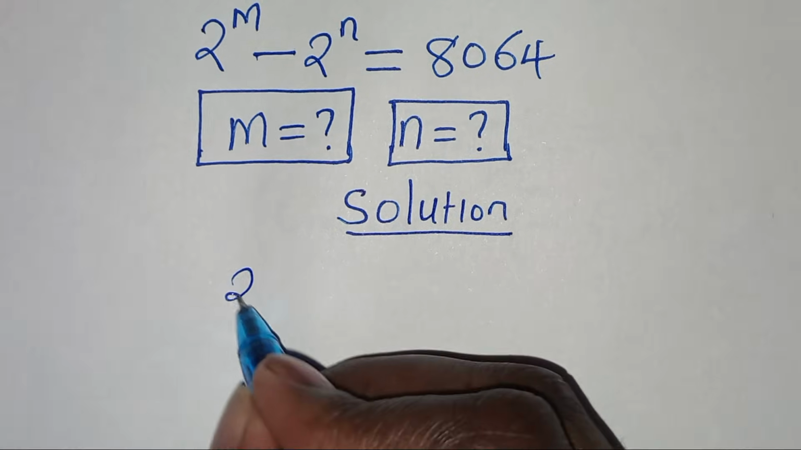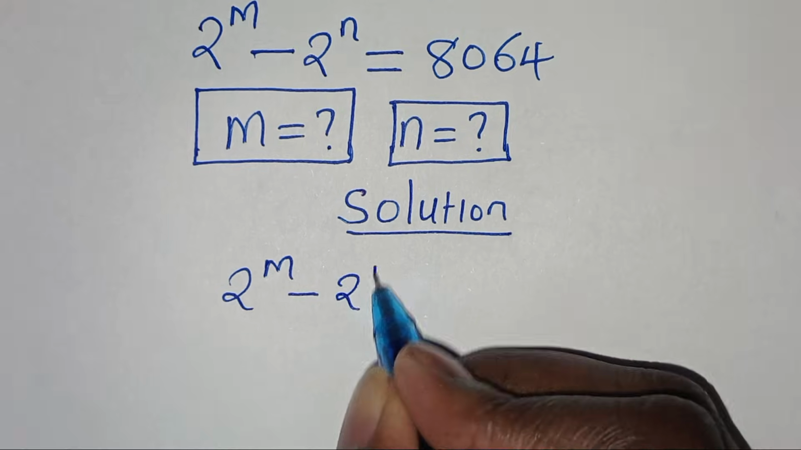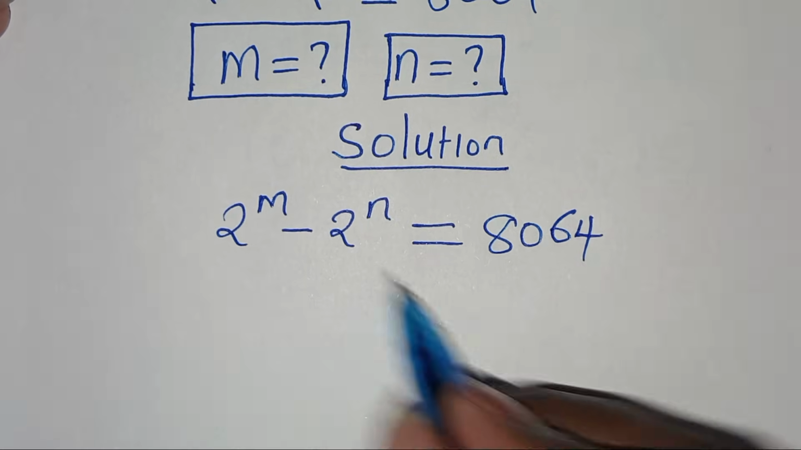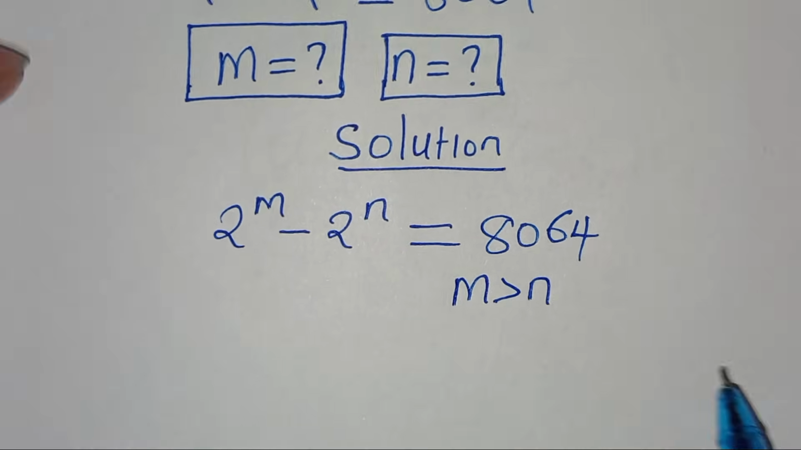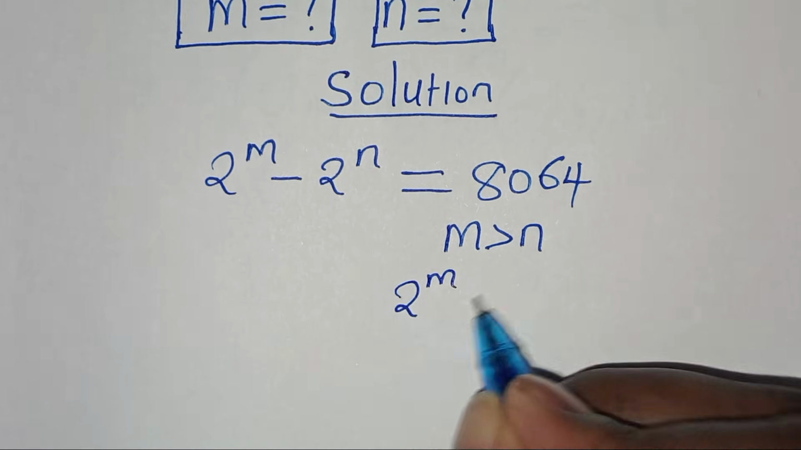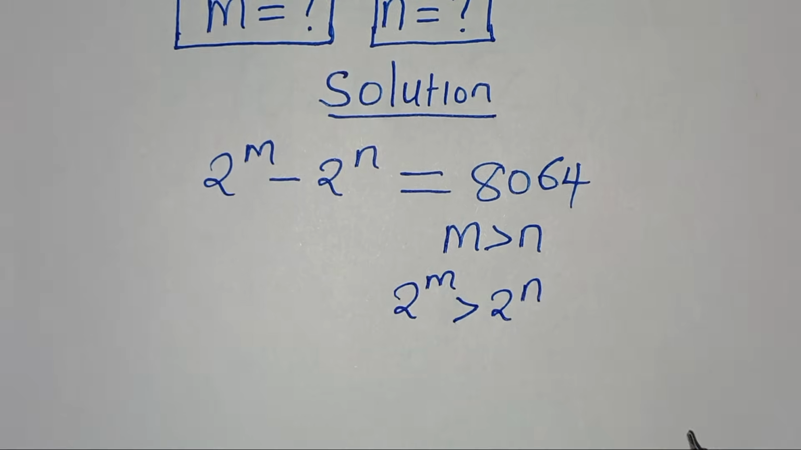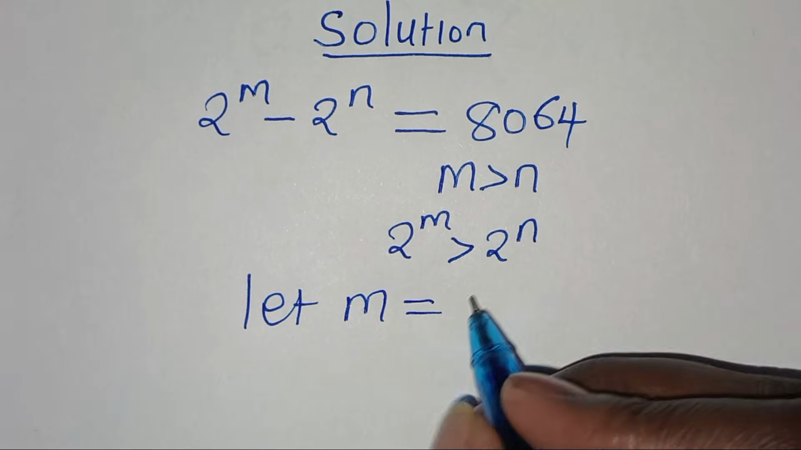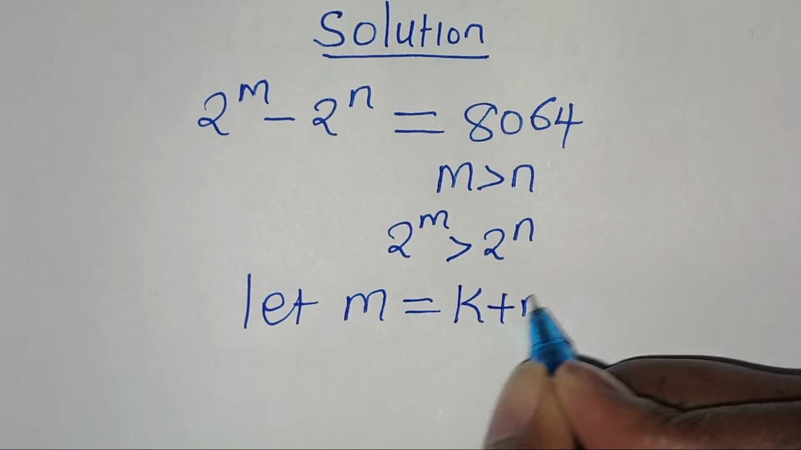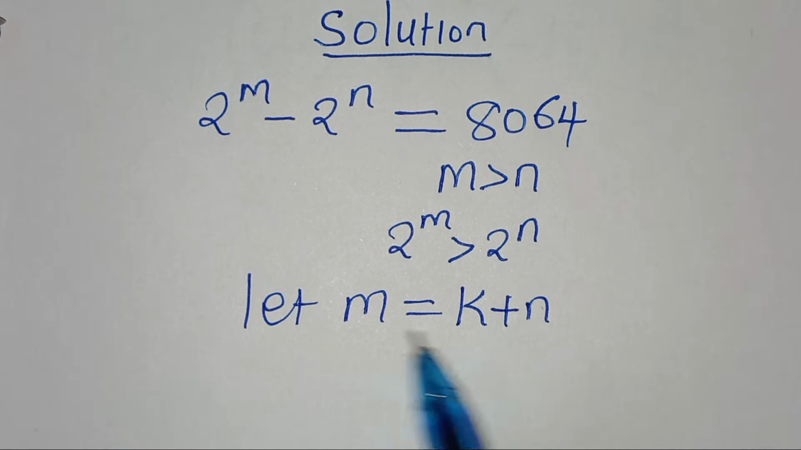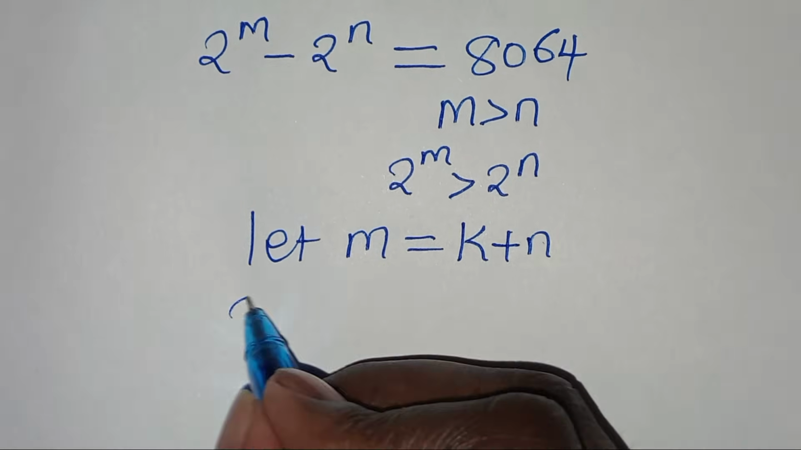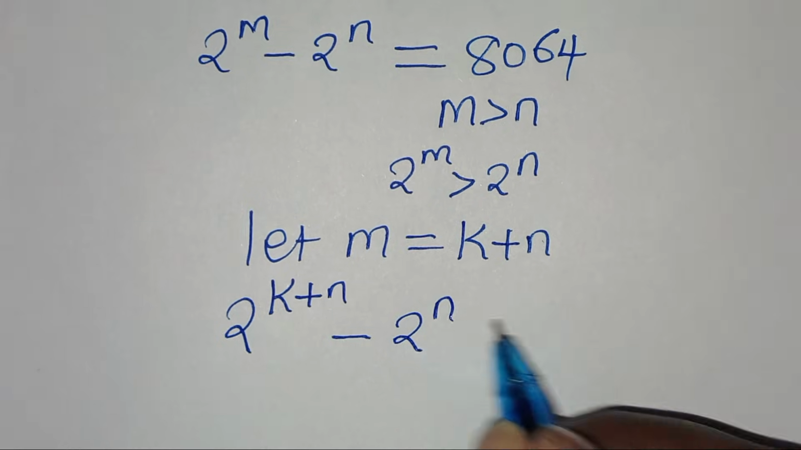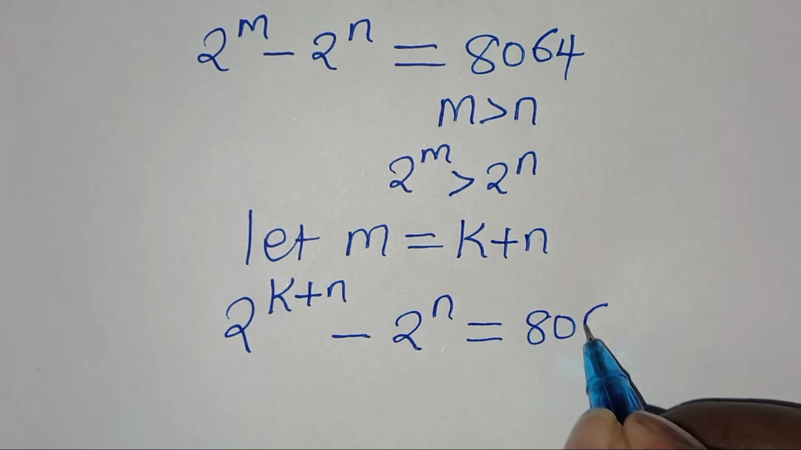Now this is 2 to the power of m, subtract 2 to the power of n. This is equal to 8064. Now we have that m is greater than n, and this means that 2 to the power of m is greater than 2 to the power of n. Now, we can let m be equal to k plus n. Let's substitute m with k plus n so that now we have 2 to the power of k plus n minus 2 to the power of n. This is equal to 8064.